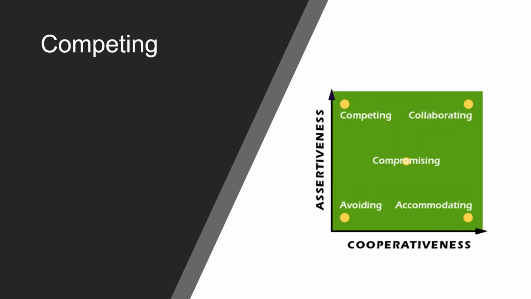So the first one that's on your screen there is competing. So let's have a look. Competing is appropriate where speed and decisiveness are necessary. So it might be an emergency. It could be a safety issue. It could be something that's quite customer driven. We've got deadlines to meet and decisions just have to be made and we have to get on with it. So in those sorts of circumstances, it's perfectly appropriate for you to compete because you don't have the luxury of time to do anything else other than to make a decision.